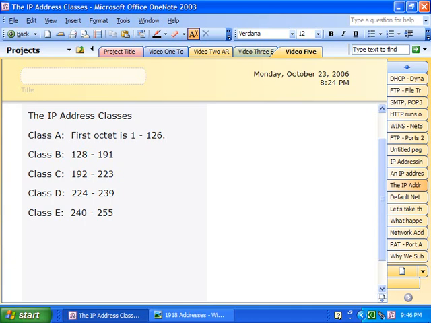So again, for exam and real-world purposes, let's look at the unacceptable ranges.